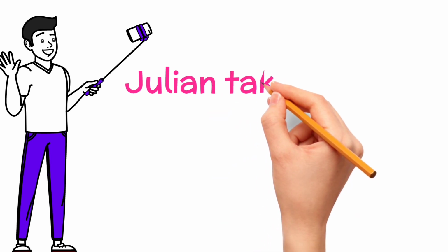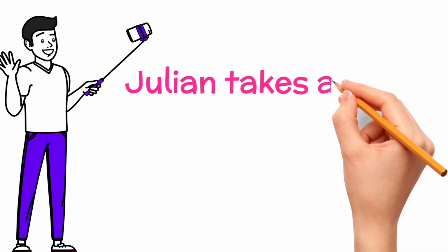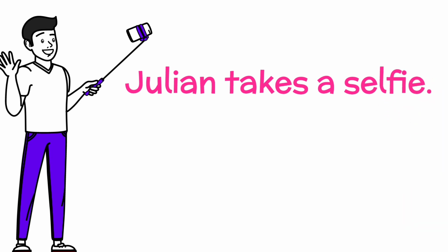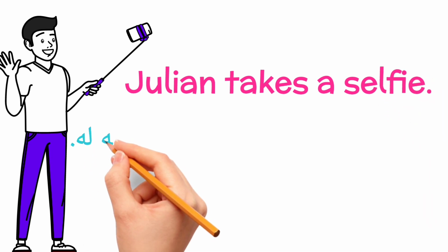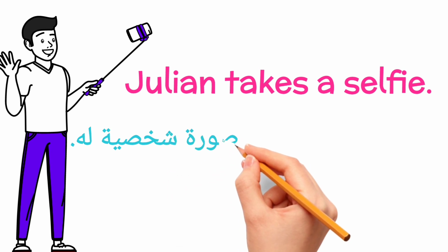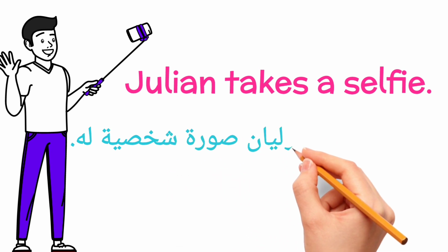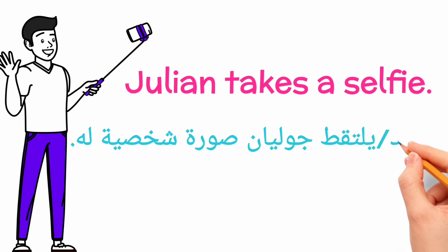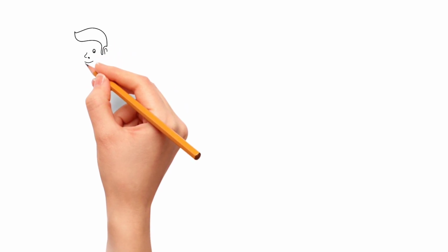Here is the sentence. Julian takes a selfie. In Arabic يأخذ أو يلتقط جوليان صورة شخصية له.